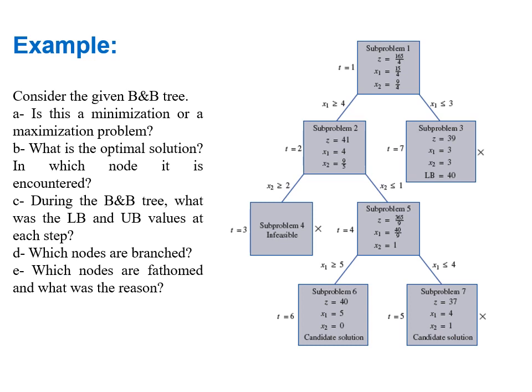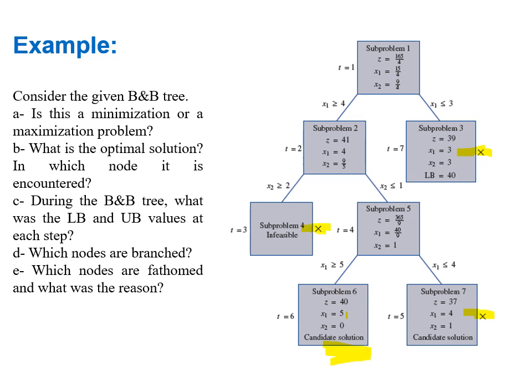Part B asks for the optimal solution and in which node we encountered this optimum solution. In part A we understood that this is a maximization problem. Then, in order to find the optimum solution, we need to look for the candidate solutions and the fathomed branches. Which branches are fathomed? If you look, this branch is fathomed, this branch is fathomed, this one is fathomed, and this one is fathomed.